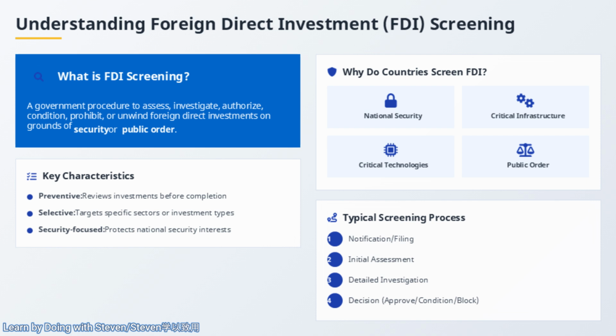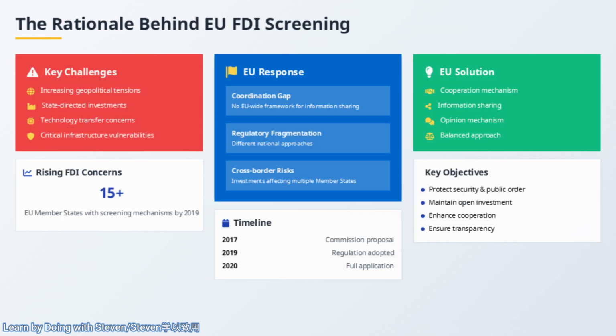A typical process involves four main steps: a notification or filing, an initial assessment, a more detailed investigation if needed, and finally, a decision to approve, condition, or block the investment. Now, let's look at the rationale behind the EU's specific approach.